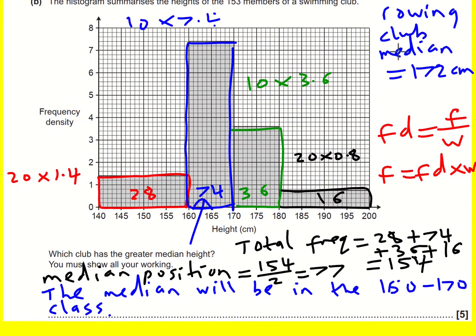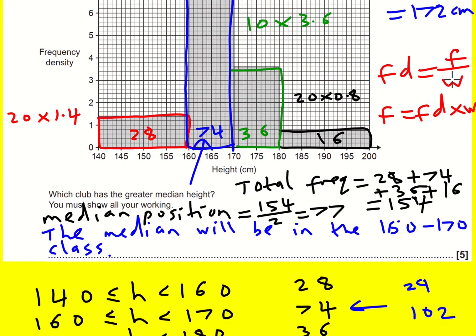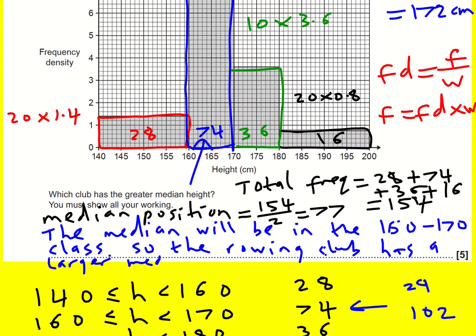And we know that the median for the rowing club is 172. So this is going to be less. So the rowing club has a larger median.